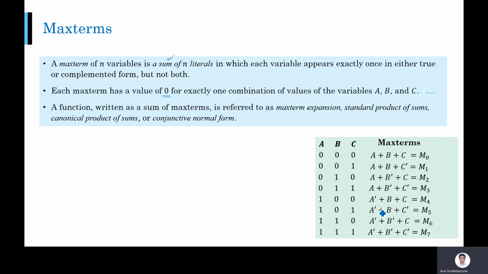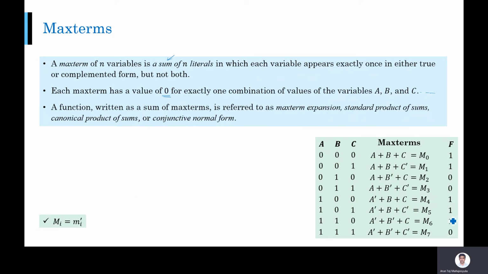For minterms, it will be 1 for only one combination. A minterm will be 1 for only one combination. A max term will be 0 for only one combination. One can also see that each max term is the complement of the corresponding minterm. So what is the minterm for, let us say, M3? The minterm is A dash B C. The complement of this is A plus B dash plus C dash. You can use De Morgan's law. So each max term is a complement of its minterm, or each minterm is a complement of its max term.